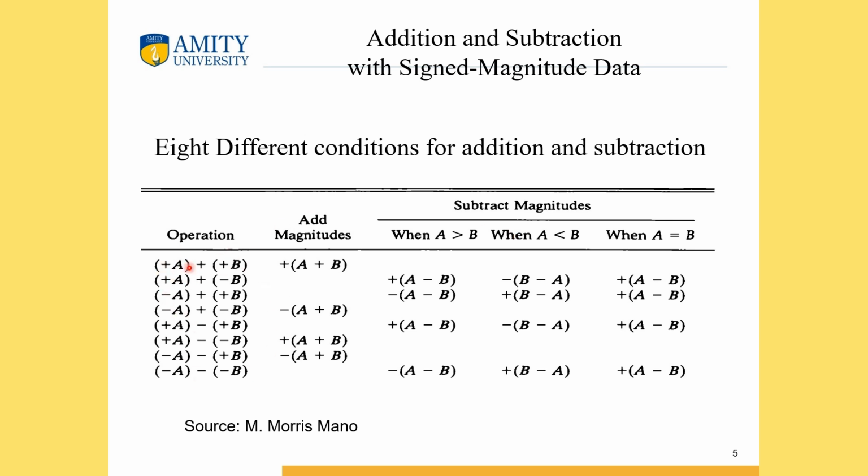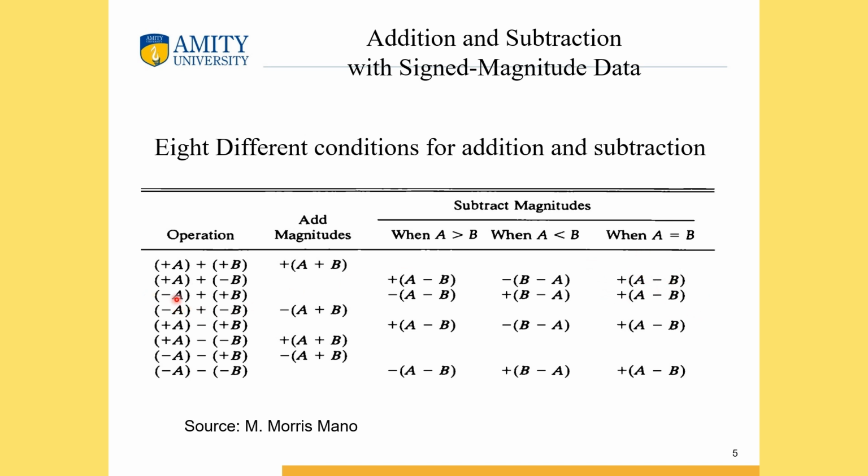So if both are positive, then you are simply adding both of them and the sign will be positive. When B is negative, there are 3 different cases. If A is greater than B, then it is simple subtraction of A minus B. The sign will remain positive because A is greater. When A is smaller than B, then you have to subtract B minus A and the sign will change because you'll go towards the negative. Finally, when they both are equal, again the sign will be positive, A minus B. Doesn't make a difference over here.